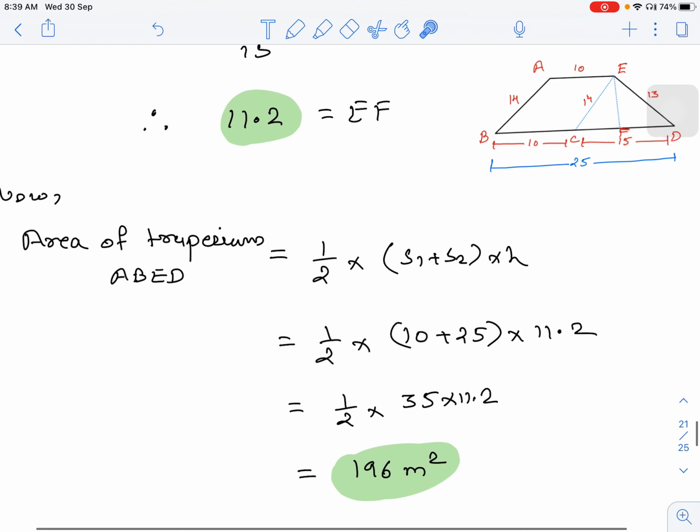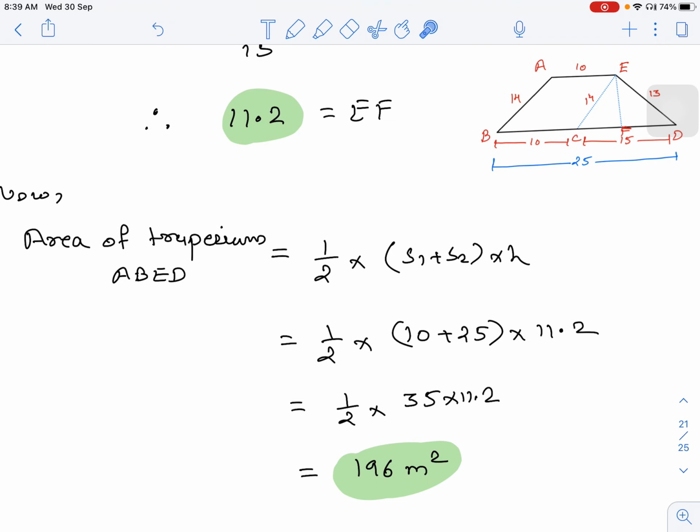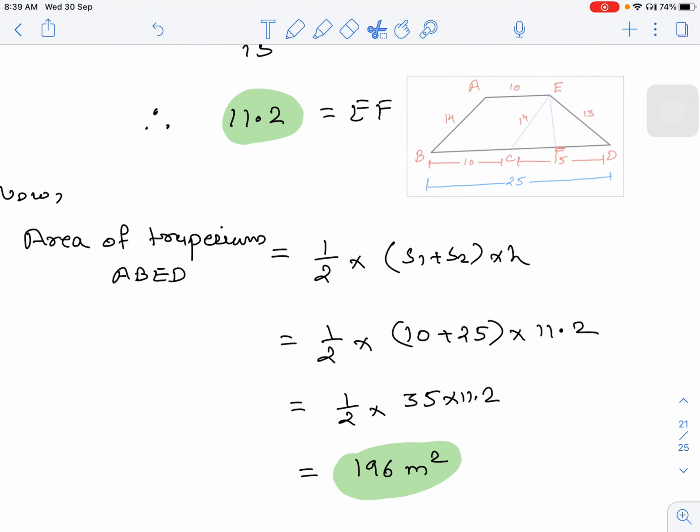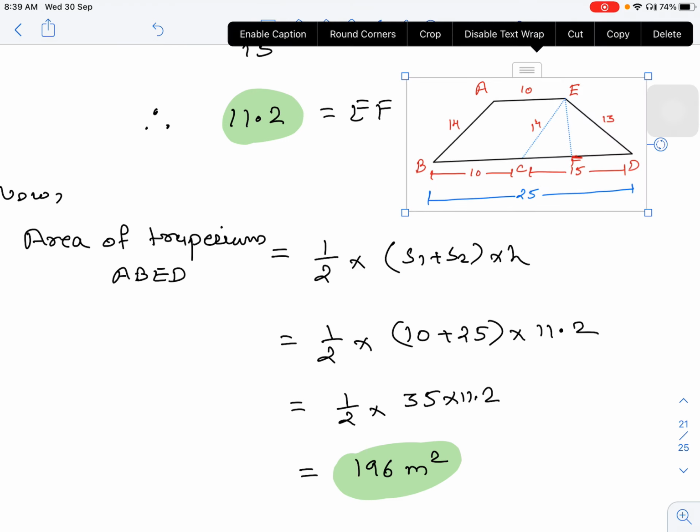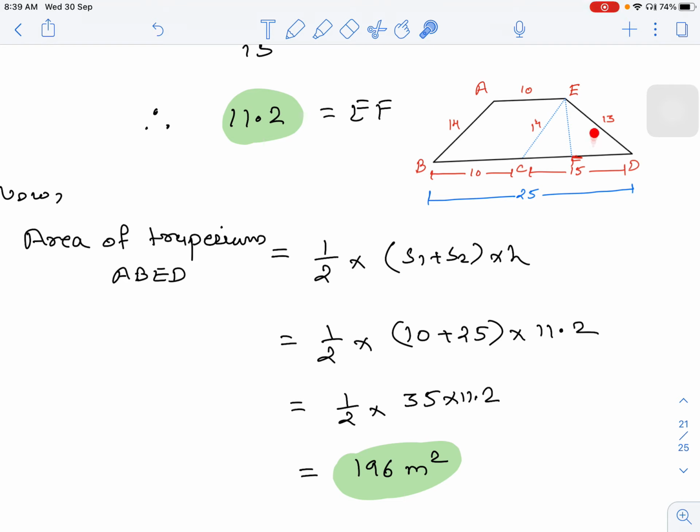Okay, now what do we have to do? See, now look at this figure. Now we have the value of this height. Since this full figure is a trapezium, we can find its area. Area of trapezium equals half into (s1 plus s2) into height. Now what are s1 and s2? That is nothing but the sum of the parallel sides. The first parallel side is AE, the second parallel side is BD in this figure. AE is 10 and BD is 25.